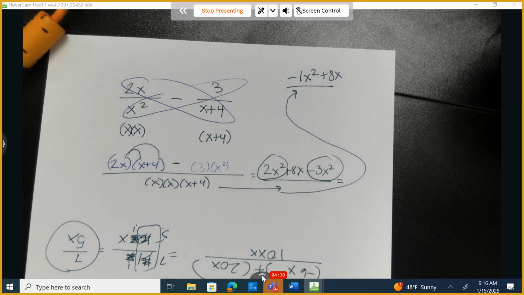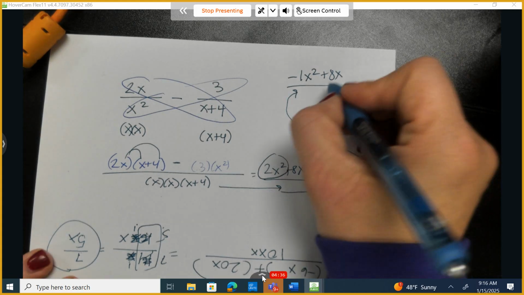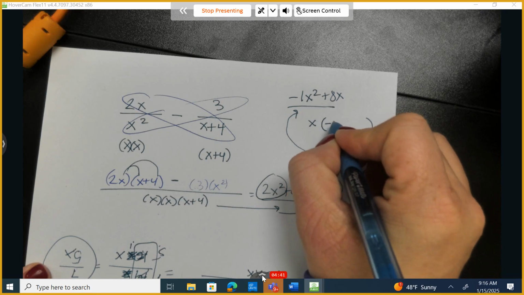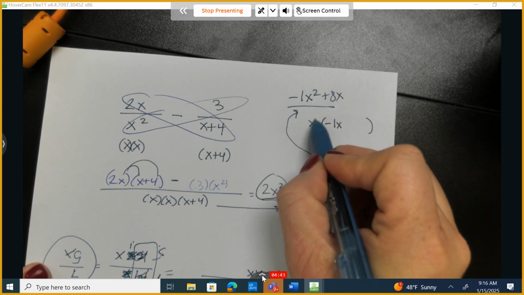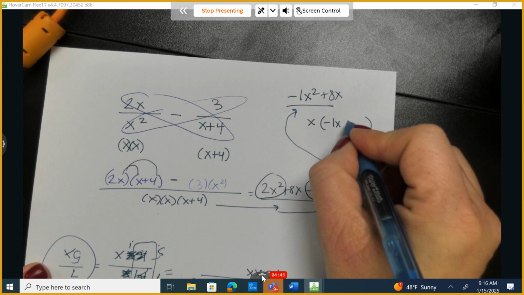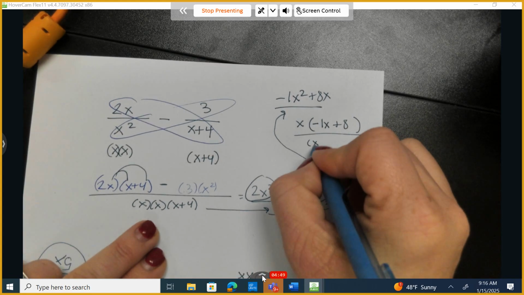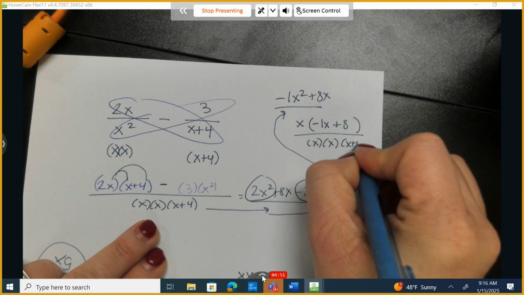When I look at negative 1x squared and positive 8x, what do they have in common? They have an x. So let's take out an x. And when I take an x out of this numerator, I'm left with negative 1x. Let's make sure that works. Negative 1x squared, great, plus 8x. That looks great. Now on the bottom, remember, I had x, x, and x plus 4.